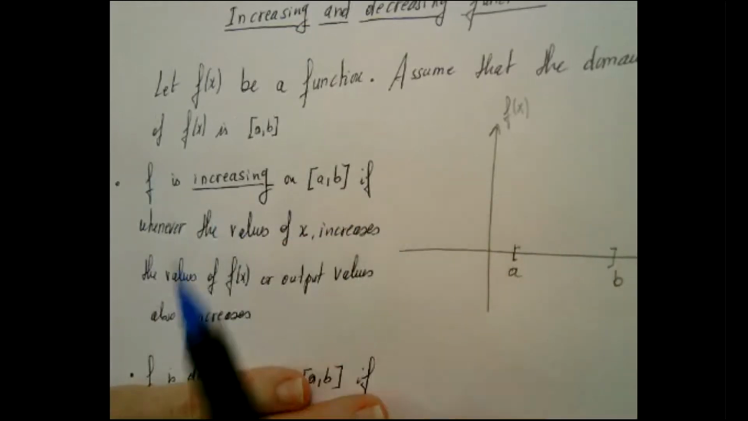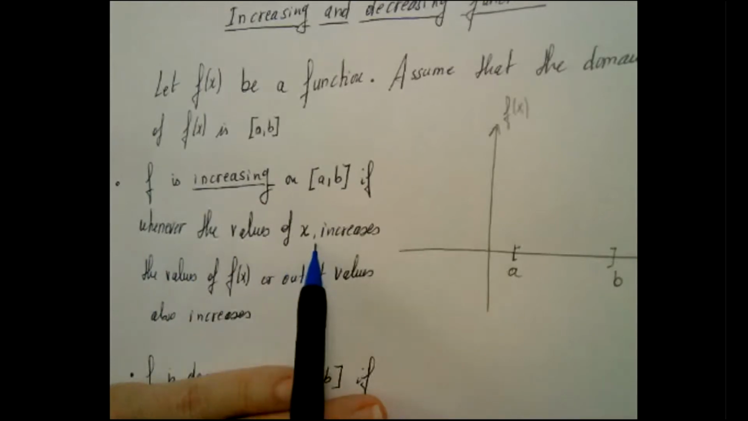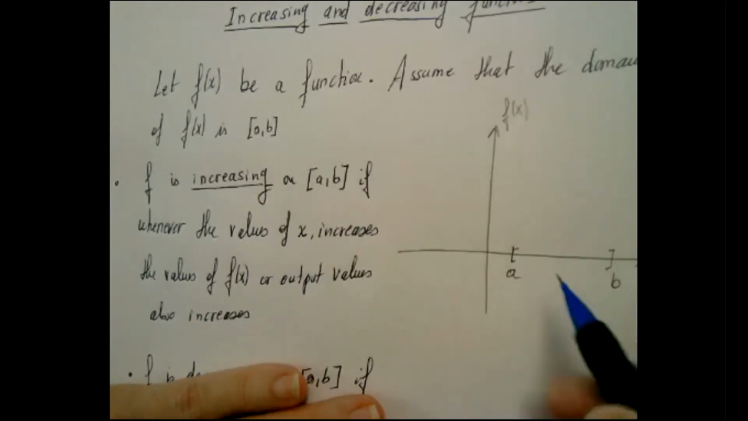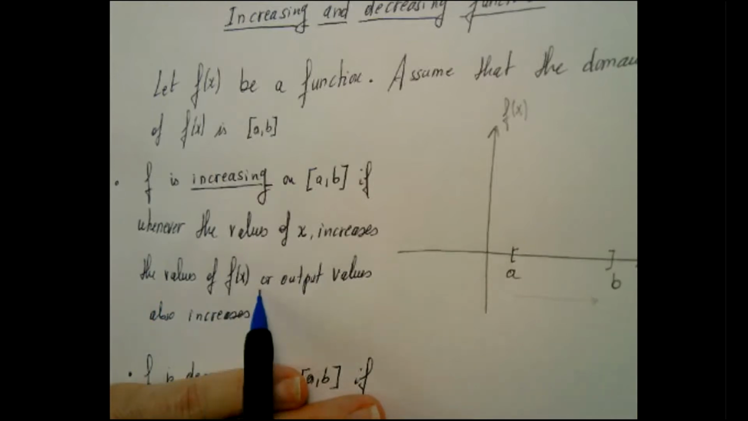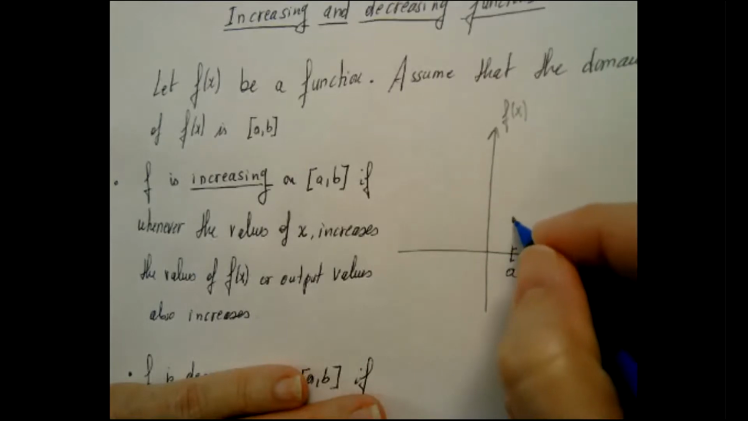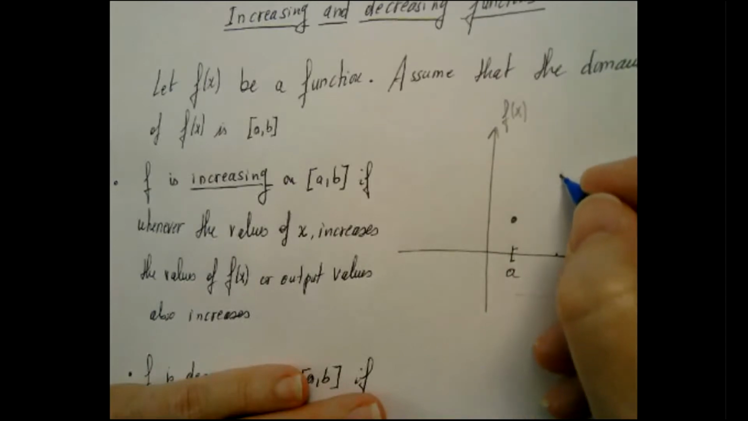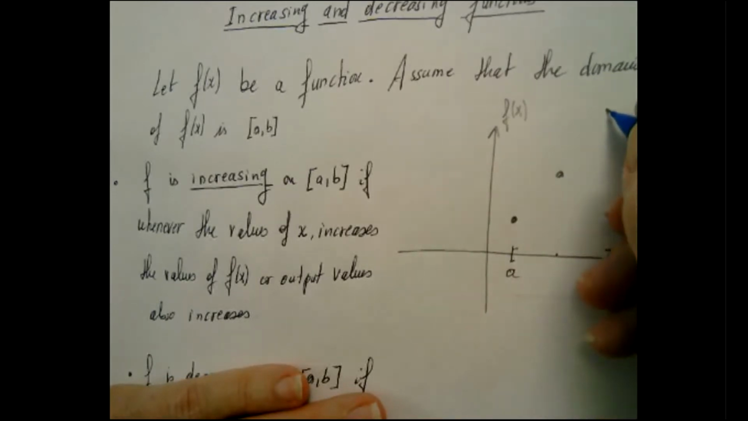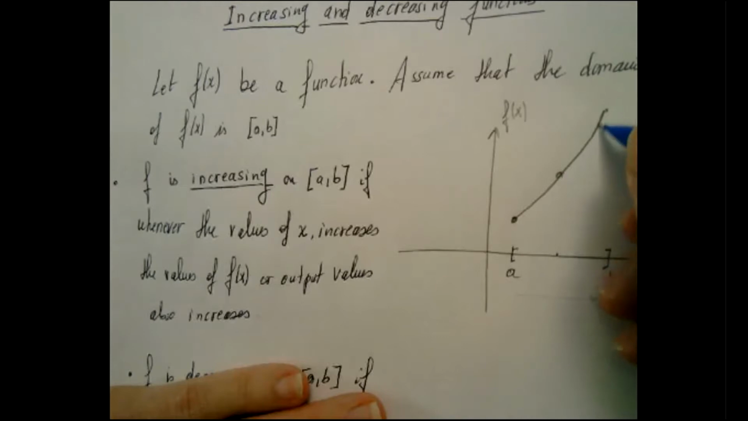Very intuitively, f increasing means that whenever the value of x, the input value, increases, basically we're moving to the right, because that's how the input increases, the value of f, or the output value, also increases. It means when x gets larger, f of x gets larger. So if it's here, suppose at A, that's the output. As the input gets larger, the output gets larger. That's really what it is. So graphically, it means the function looks like that.